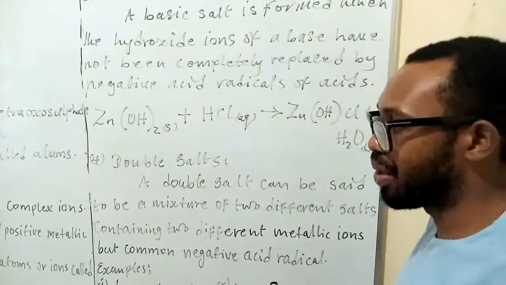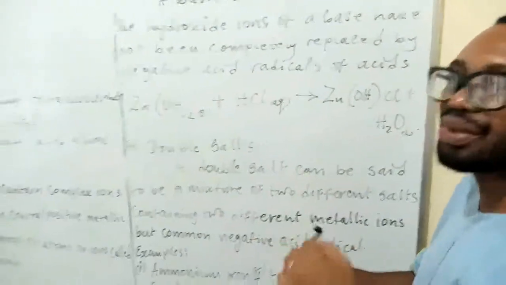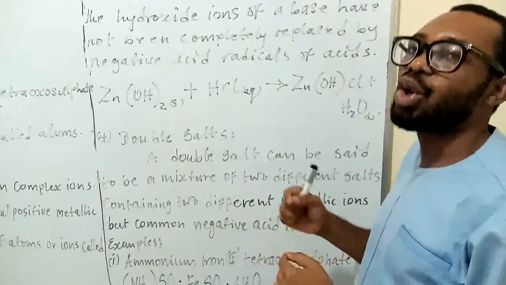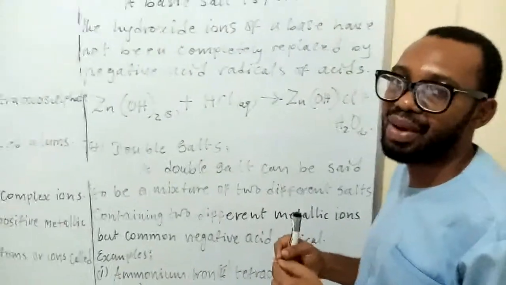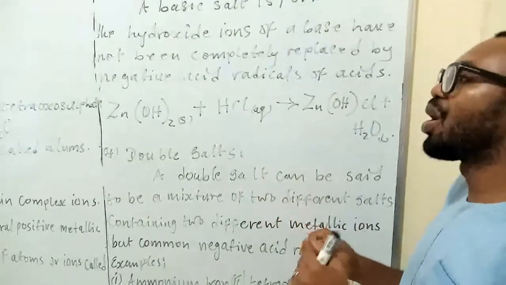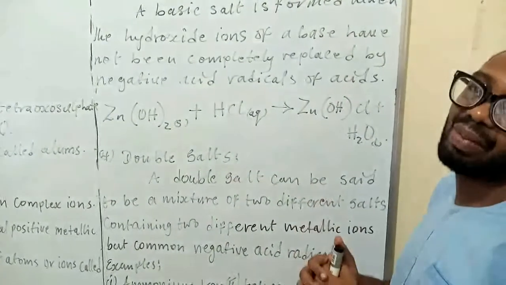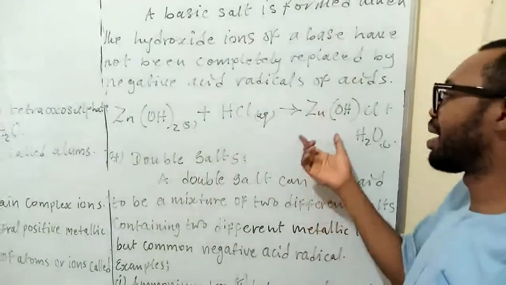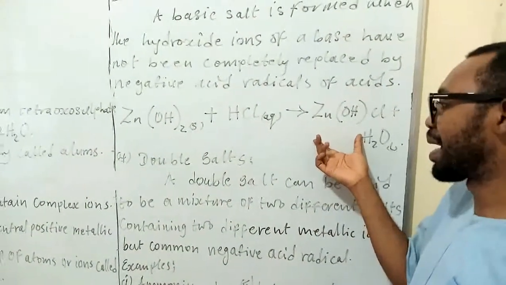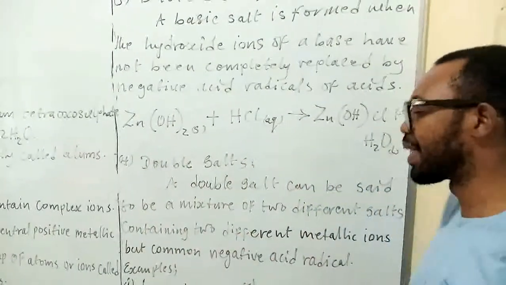For the normal salt, all the hydrogen ions were replaced. For the acidic salt, not all of the hydrogen ions are replaced. Then for the basic salt, not all the hydroxide ions are replaced. Those are the things that qualify them to be called either acidic salt or basic salt. Is that clear? We'll move on to the 4th type of salt, which is double salt.